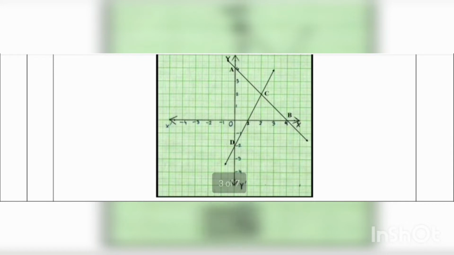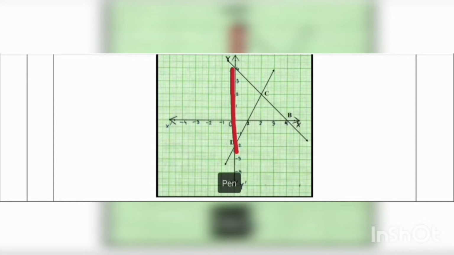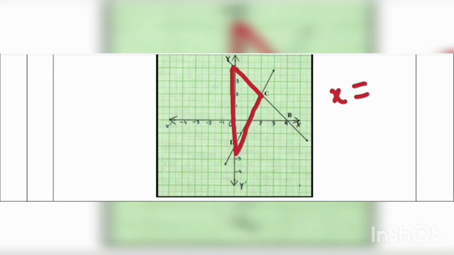On this line x is 0, and y has some values. These are the two lines, and this triangle's area we want to find. We should identify which line is x equals 0. x equals 0 is the y axis. Right, now let us find the area of this triangle.